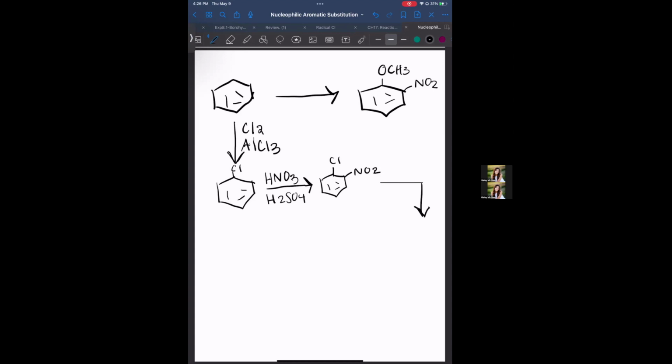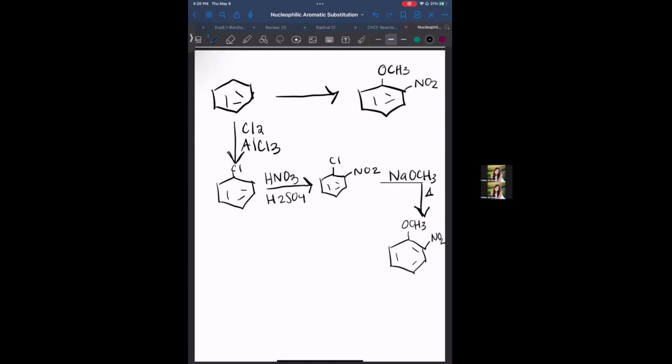And then we can do our nucleophilic aromatic substitution now with our NaOCH3, a little bit of heat. And this is going to give us, oops, not Cl, OCH3. This is where our nucleophile has replaced our leaving group and our electron withdrawing group.